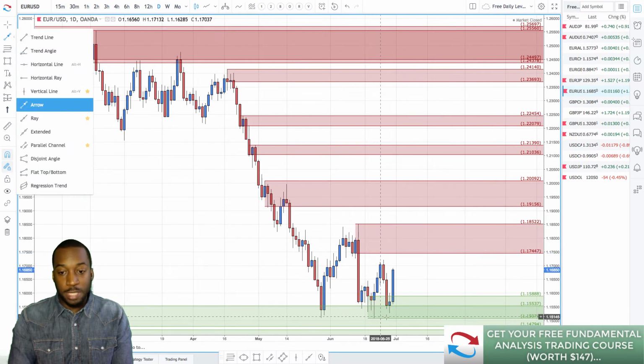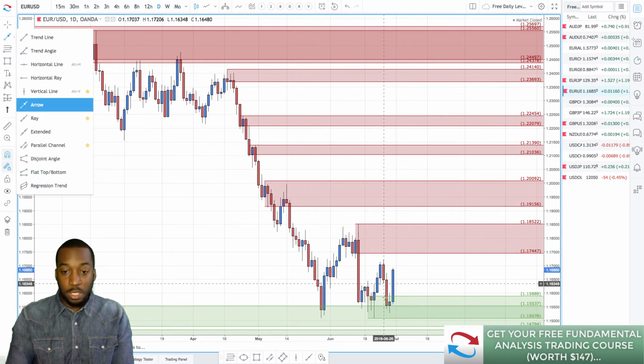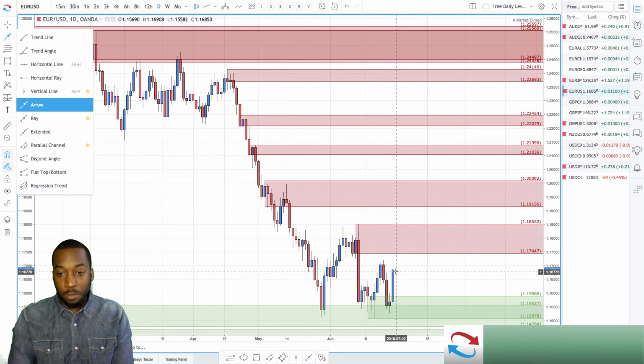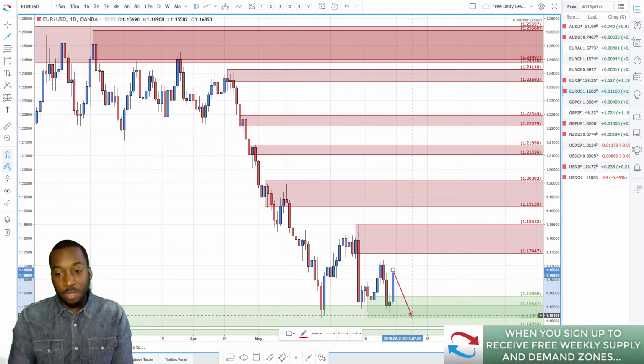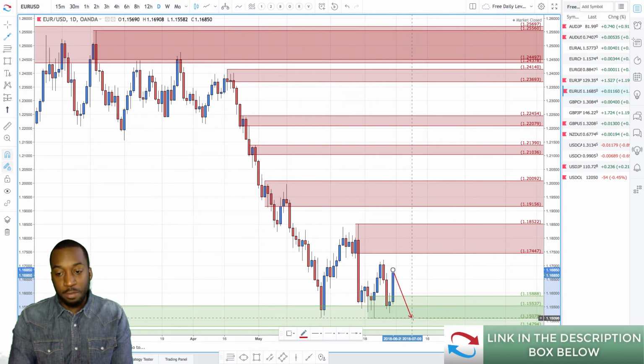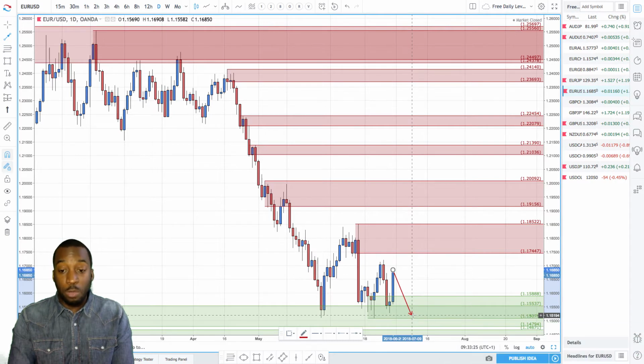So if you missed out this week, unfortunately, you'd have to wait for probably a pullback into this zone, but then it would be like the fourth time it's been touched, first, second, third, fourth, into the fifth time. So this might not be the best trade to take from a technical demand perspective, but if your fundamentals are in line with buying the euro over the dollar, then that's what you're looking for.